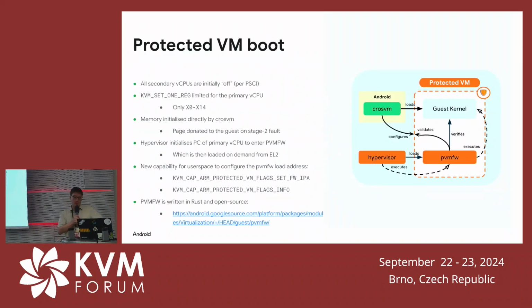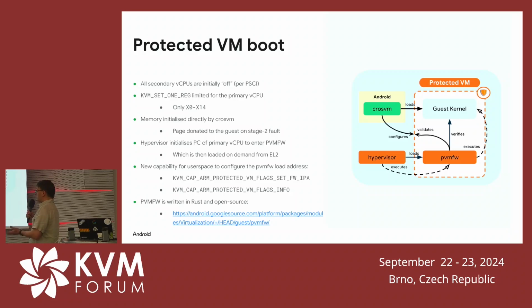Okay, so when we boot one of these things, we have a few constraints that we need to place on the system. So first of all the secondary CPUs have got to be off, and the hypervisor is going to enforce that. And that's pretty easy to do because we have this specification from ARM that the guest understands and the host understands, and the hypervisor knows about that too. So secondary CPUs are off, and the guest will request them to be powered on when it's ready.